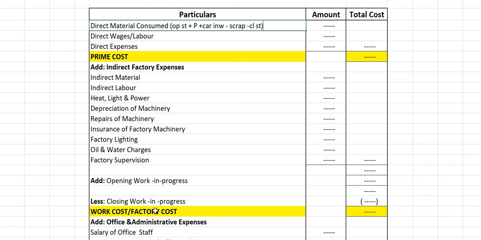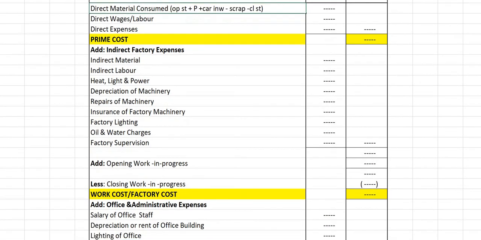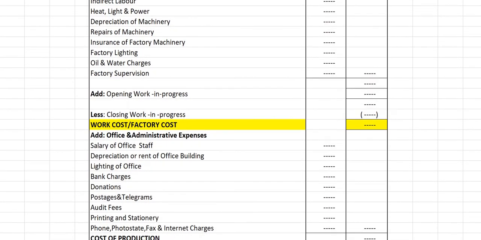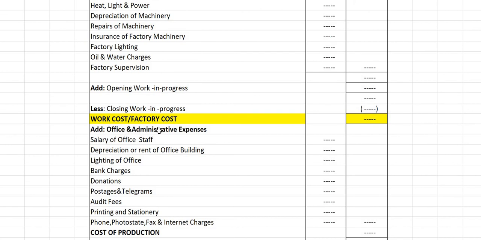Now once you arrive at the factory cost, which means in prime cost you have to add all these expenses, add opening work in progress and subtract closing work in progress, you will get work cost or factory cost. Now in work cost or factory cost we have to add all indirect office expenses. That means whatever expenses are being incurred in an office, we have to add that.